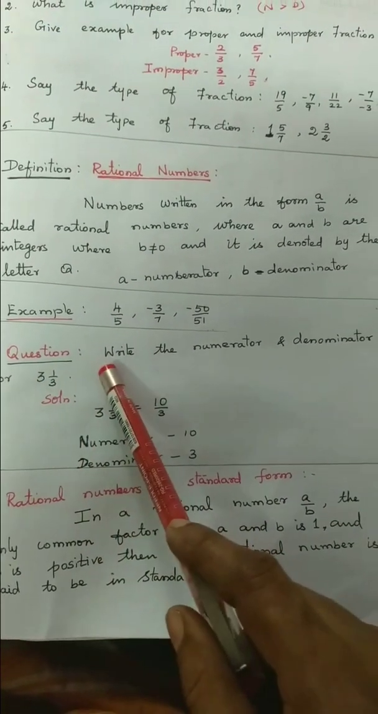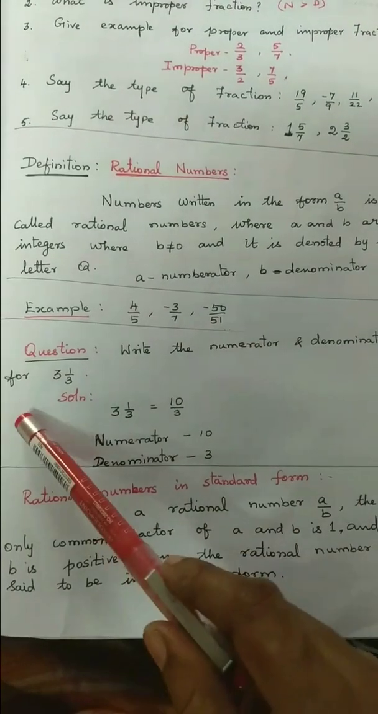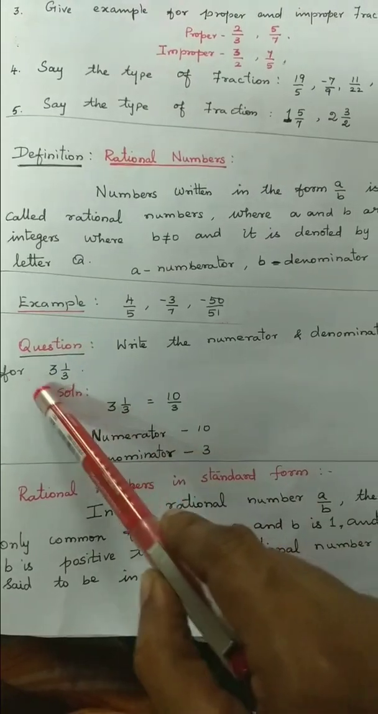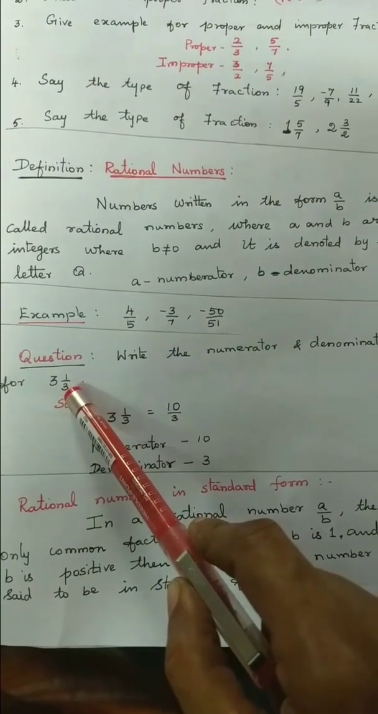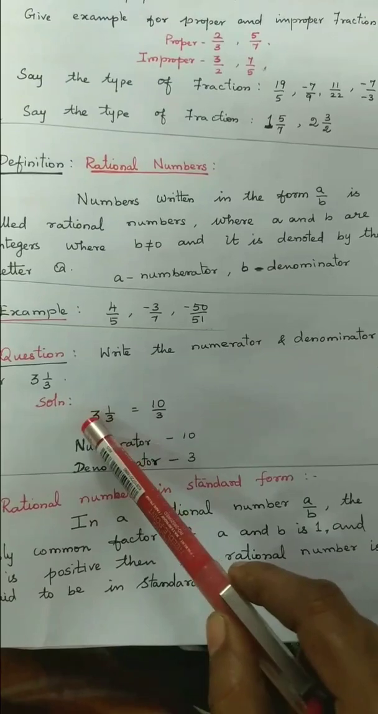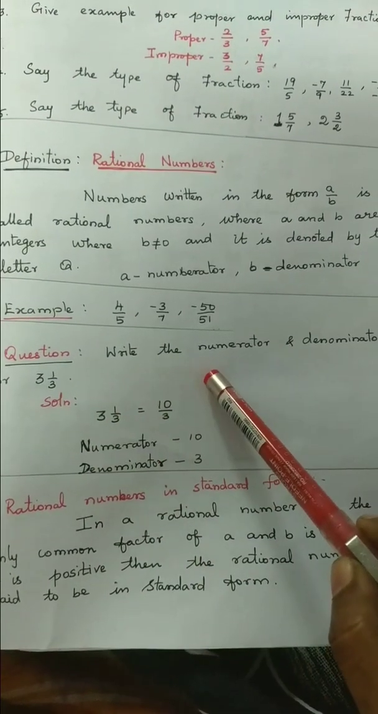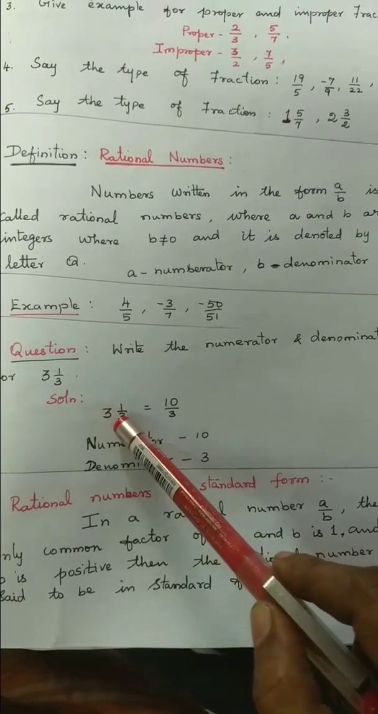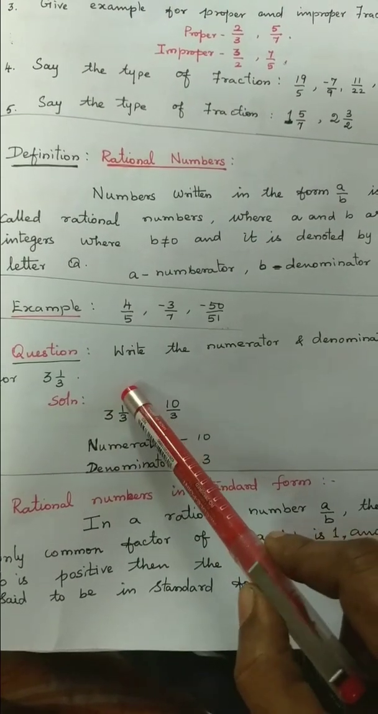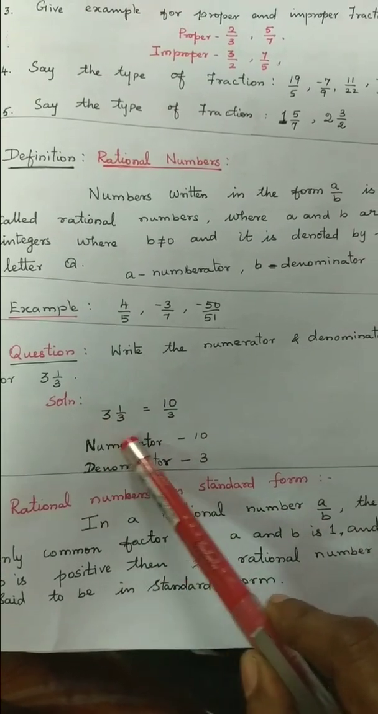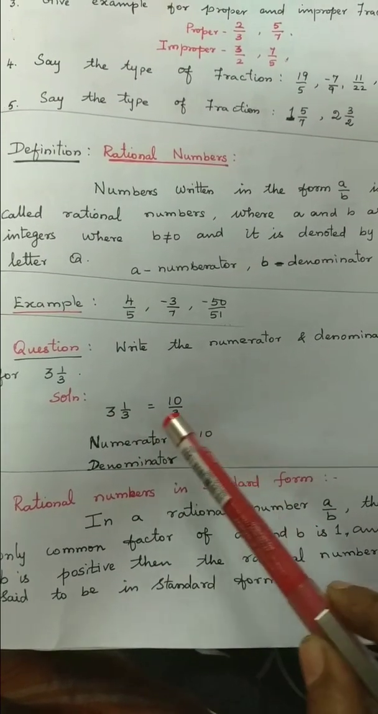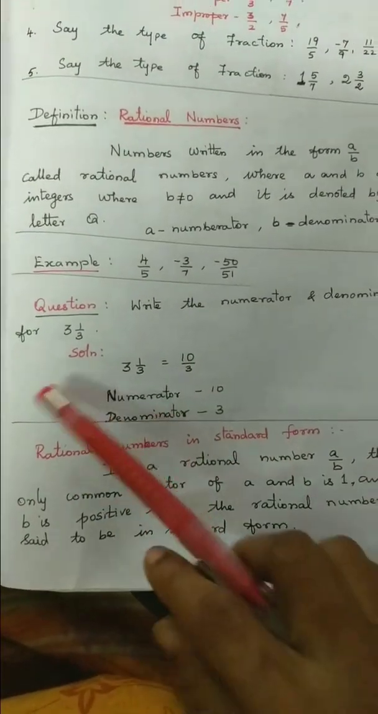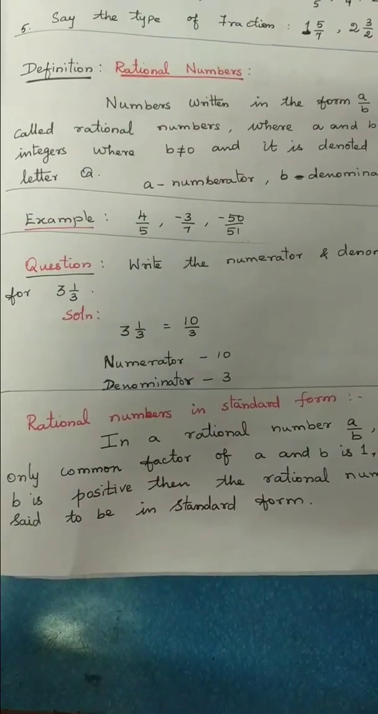Now question. Write the numerator and denominator for 3 1 by 3. 3 1 by 3 is in the mixed fraction. Yes. We have to change this to improper fraction. How? We have to multiply 3 and 3. 9. 9 plus 1, 10. And numerator is 10. Then the denominator is 3. Okay.